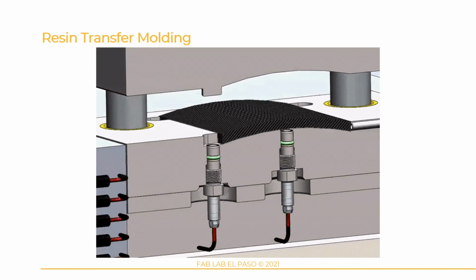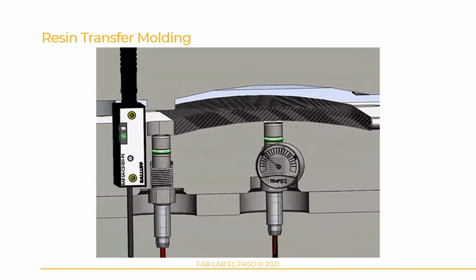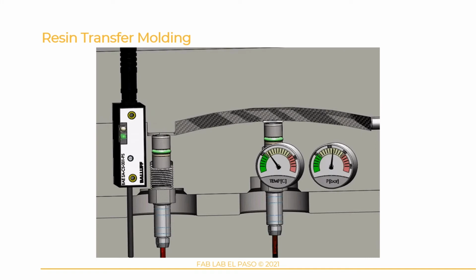Resin transfer molding begins by inserting reinforcing fiber into the cavity of a mold. The mold is clamped shut and resin is pumped into the cavity, wetting all of the fibers. Under high temperature and medium-high pressure, the resin will cure. Then the mold can be opened and the part can be removed.